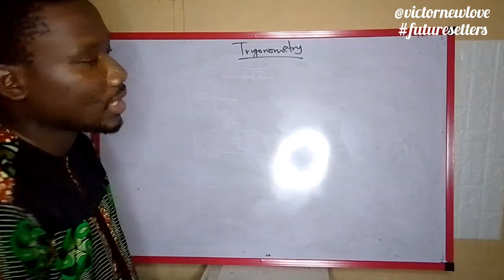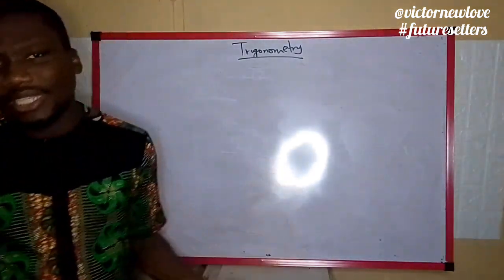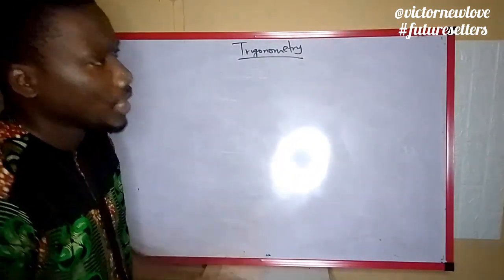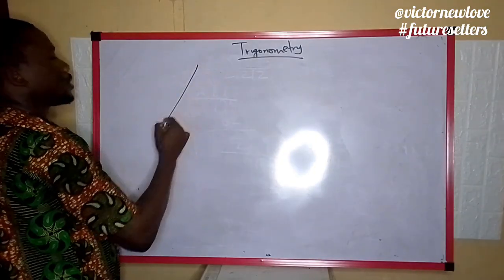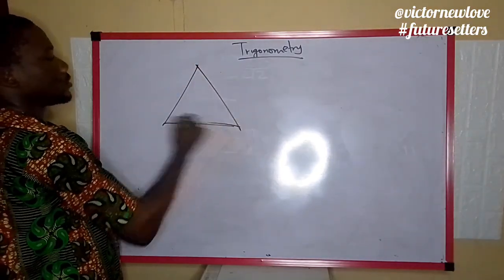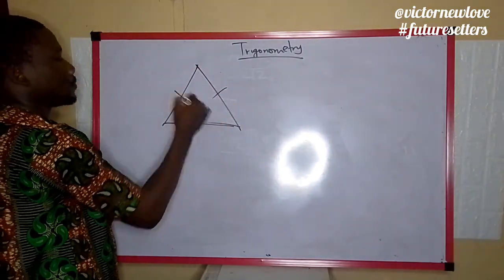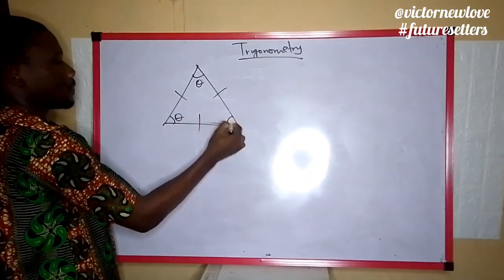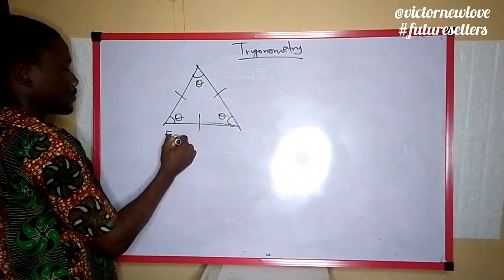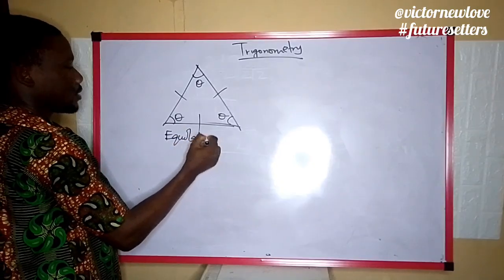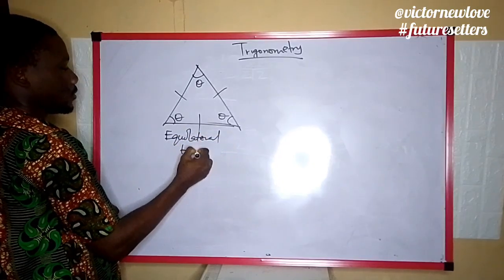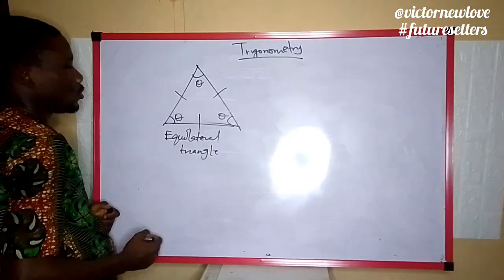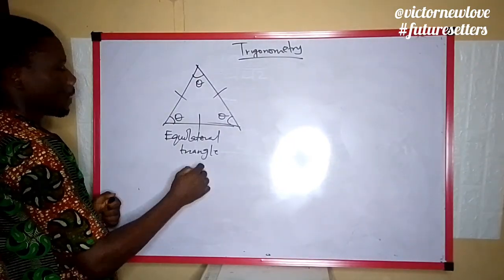Before we start going into that, we need to understand what the different types of triangles are. We have the equilateral triangle. In this triangle, you observe that all sides are equal and all angles are equal. So you see, all sides are equal, all angles are equal.